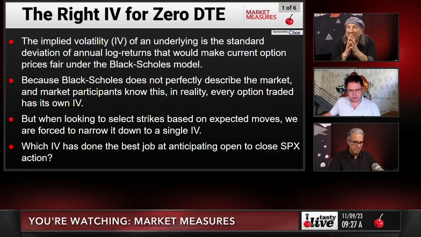Which implied volatility has done the best job of anticipating open to close SPX action? So which implied volatility has done the best job? I assume they're talking about which implied volatility durationally, right? Is it the 0D? Is it the 1D? Is it the 30 days? Is it whatever it is? Let's go to the next slide.